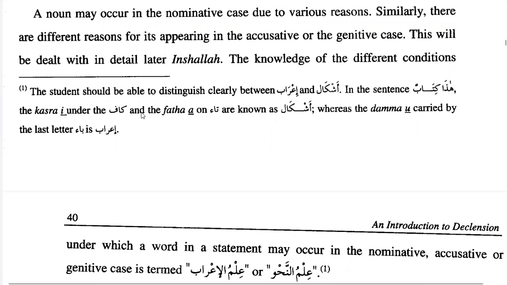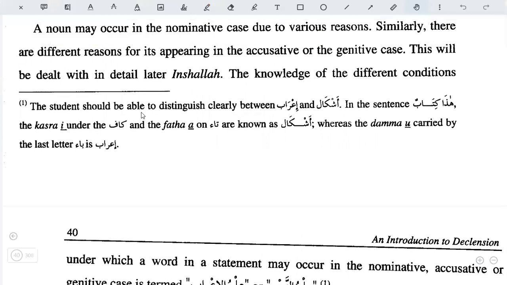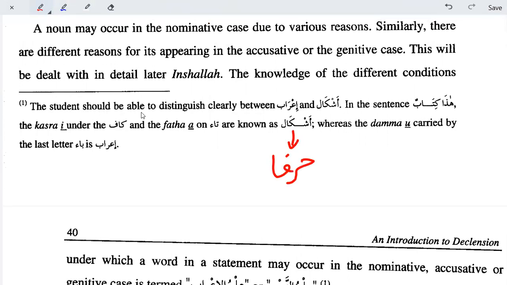Assalamu alaikum wa rahmatullah. The student should be able to distinguish clearly between Eraab and Ashqal. In the sentence, Hadha kitabun, the kasra, e, under the kaf and the fatha, a, on the ta are known as Ashqal, whereas the dhamma, u, carried by the last letter ba is Eraab.